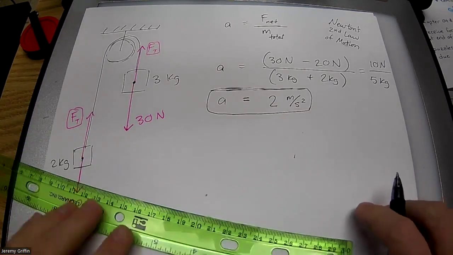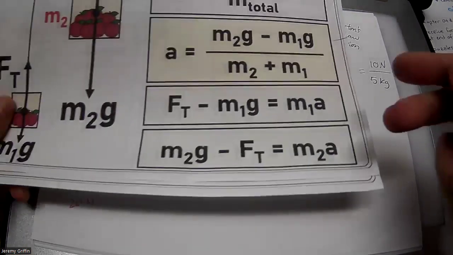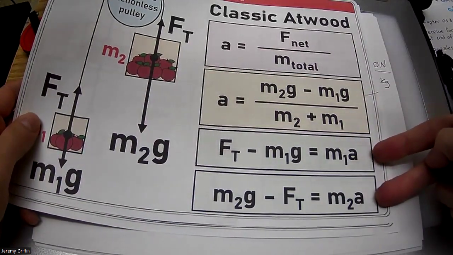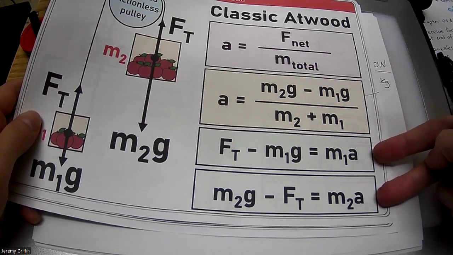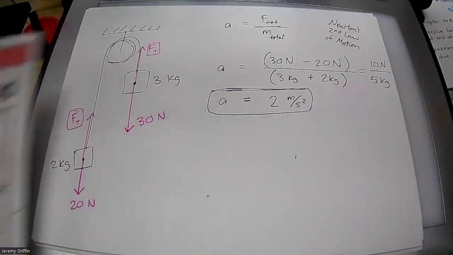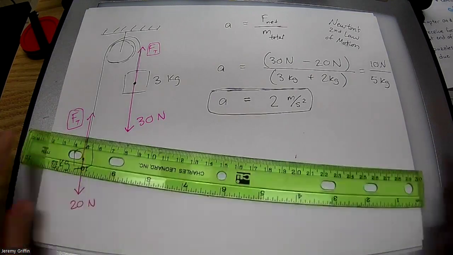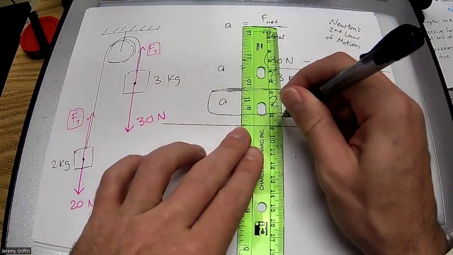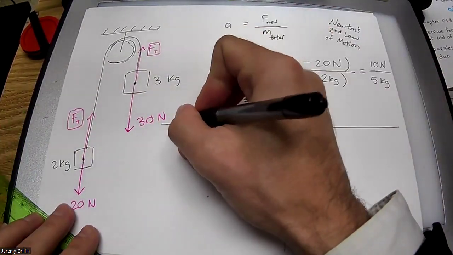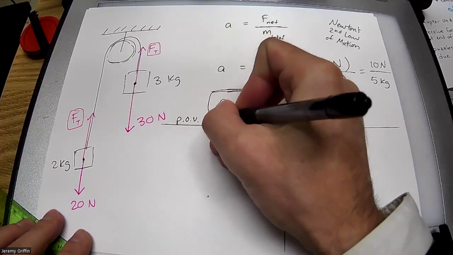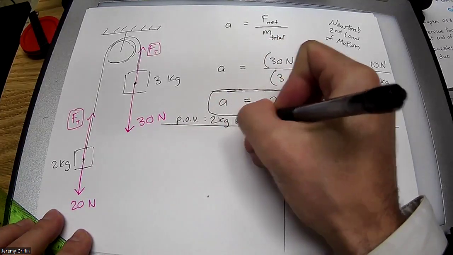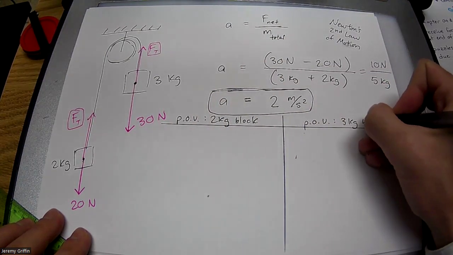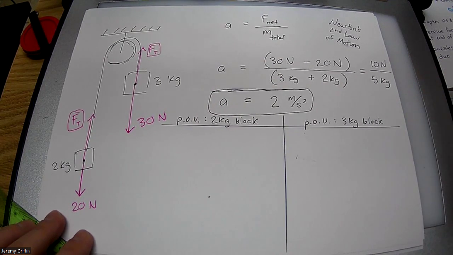So remember, I was telling you guys that you can focus on one or the other block, and each of these green boxes is Newton's second law of motion as it applies to one or the other block. So what I'm going to do is split my paper and solve it each way and show you guys that it's the same thing no matter how you approach it. I'll do point of view 2 kilogram block, and then point of view 3 kilogram block. Try it once each way.